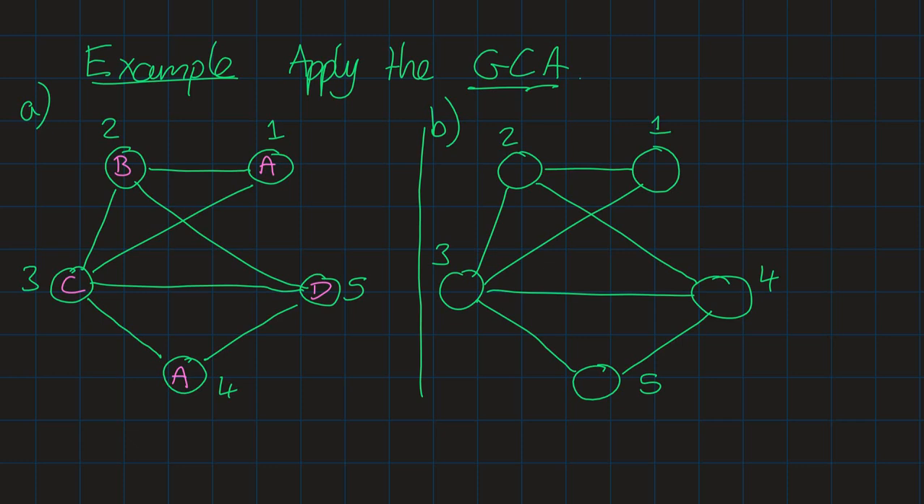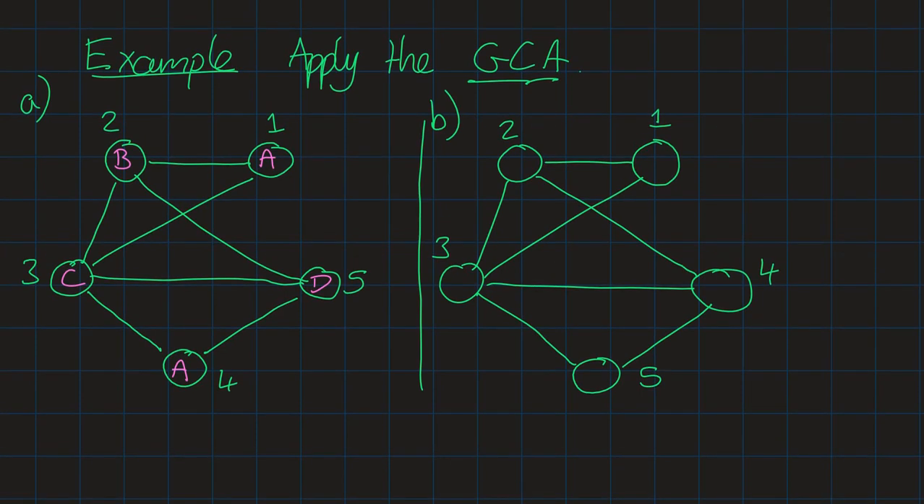This is the output of applying the greedy colouring algorithm to this graph with these vertex orderings. So that's the end of part A. Now let's do part B, and it looks very, very similar. In fact, the only difference between A and B is that the 4 and the 5 have swapped places. So the ordering of the vertices is the only difference. But let's see what happens.